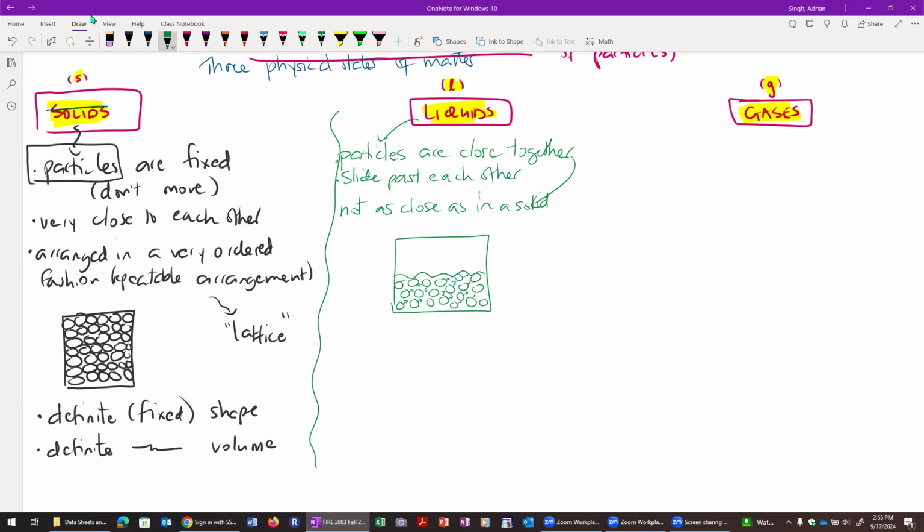Okay, so what this means in terms of shapes and volumes is that a liquid does have a definite volume, a fixed volume, but the shape is not fixed. So the shape of the liquid will actually depend on the container. Okay, and it's going to take the shape of the container to the extent that it fills it.